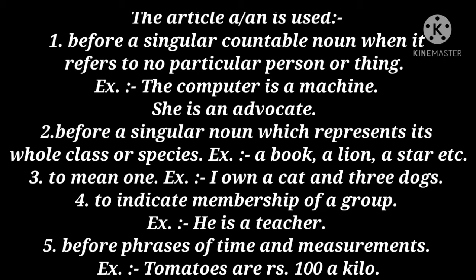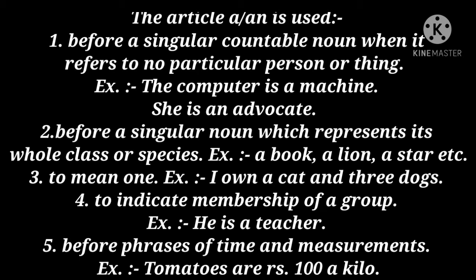Third, we can use them when we mean one, when we talk about one. For example, I own a cat and 3 dogs. Fourth, to indicate membership of a group. A group means like a group of teachers, doctors, like that. Okay, for example, he is a teacher.